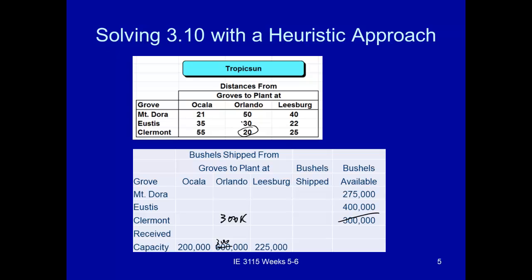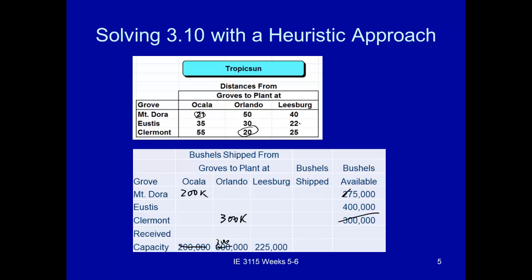Did everyone get why we chose this one? Okay, then the next one we go to is the next least distance one, this 21 here. We look at the capacity and the availability of the supply. We found the capacity is 200K, so we'll just use 200K. Here we still have about 75,000 left. Then we'll just keep going.